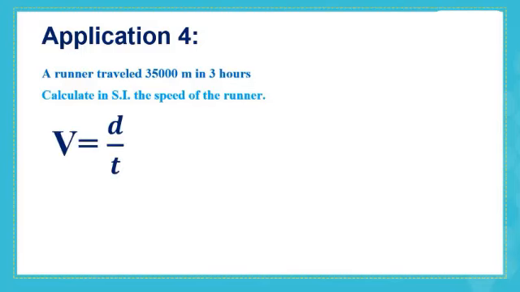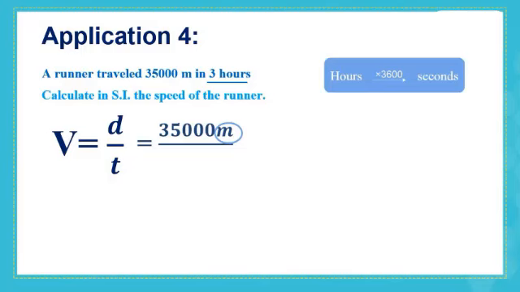Using the formula, speed is equal to distance over time. The distance given, 35,000 meters, is already in the SI unit, so there is no need to convert the unit of distance. Let's check the time given. It is 3 hours. Hour is not the SI unit of time. Second is the SI unit of time. So 3 hours should be converted to seconds.